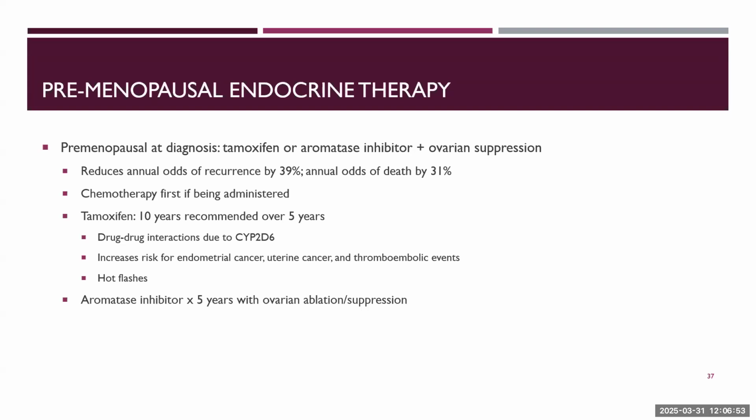And then also thromboembolic events. Main side effects, which I know we talked about previously in our last lecture, but hot flashes are very common. For aromatase inhibitors, this can be given for 5 years with ovarian ablation or suppression. So this is going to be our premenopausal patients.